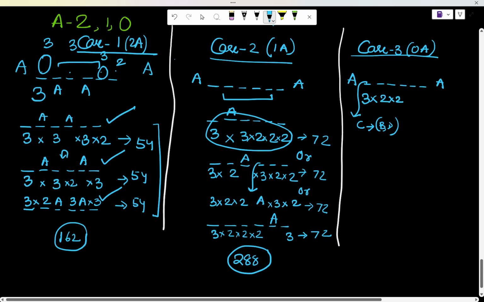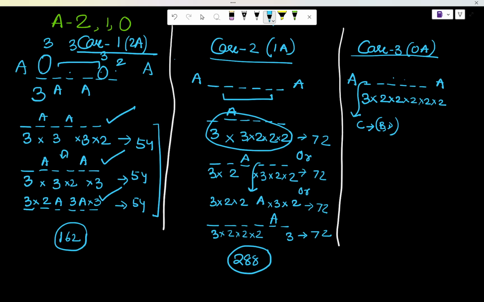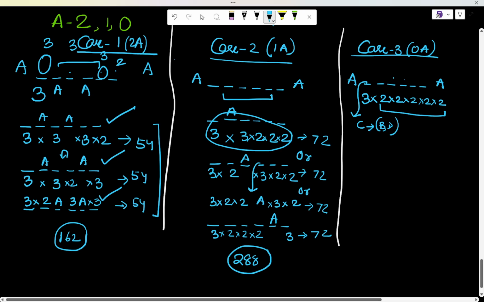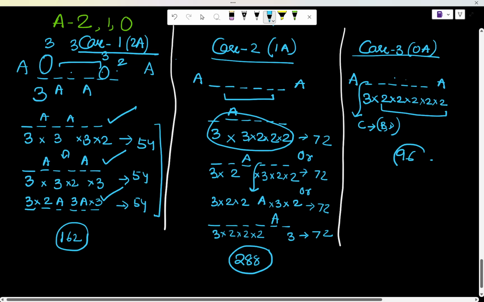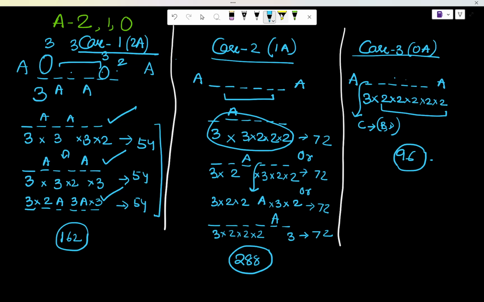So here it's pretty straightforward. It's just 3 into 2 into 2, for the second position, third position, fourth position, fifth position, and the sixth position, because one among BCD will stay. So this gives us 2 to the power 5, 32, and 32 into 3 is 96. So these are the total possible arrangements for all the cases.